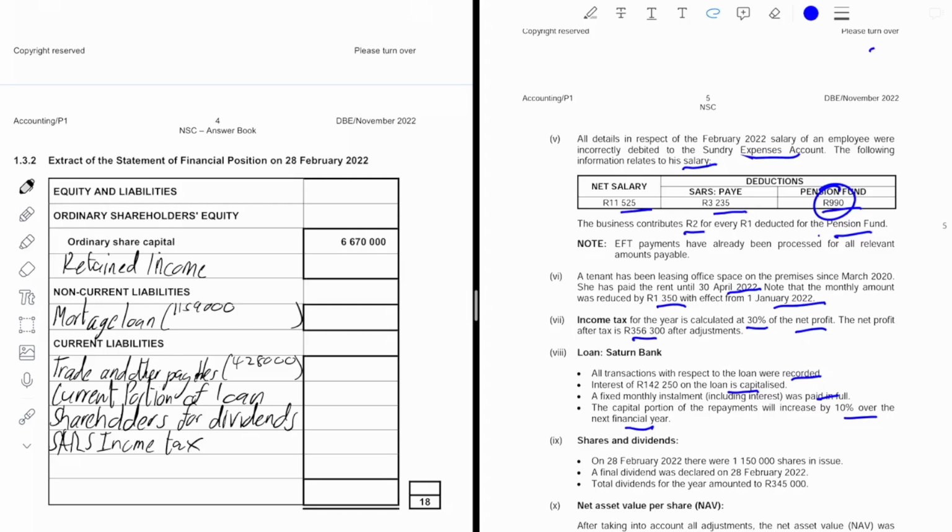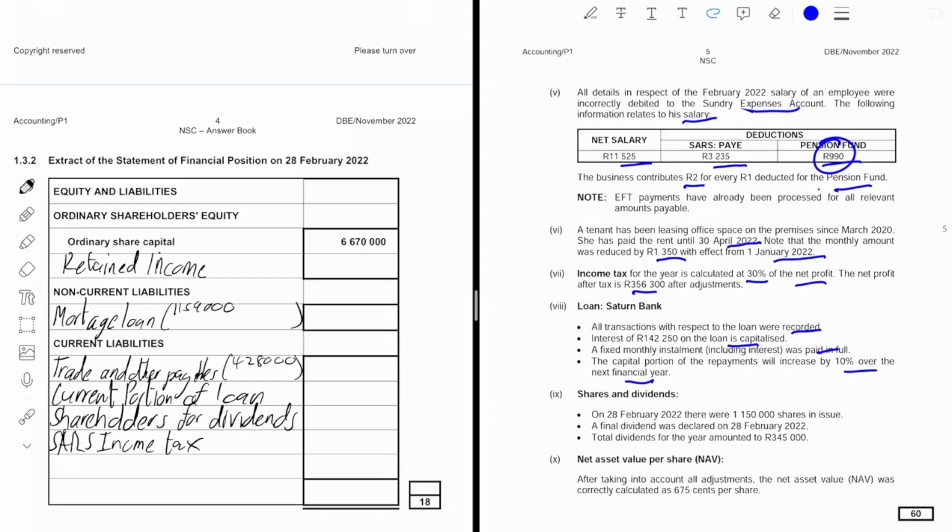Okay, so this often confuses students, but the word capitalized means that the interest is added onto the loan. So if interest is not capitalized, it's just subtracted from your cash and cash equivalents. But if it is capitalized, then it is added onto the loan. An example of this is, suppose I had a loan of R1,000,000 and there was interest of 100,000 on it, and that interest was capitalized. Then my new loan balance will be 1,100,000.